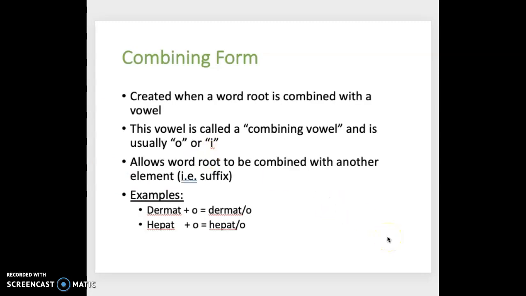A combining form is created when a word root is combined with a vowel. So a combining form basically is a word root with a vowel attached. And that combining vowel is usually an O or an I. So by adding a combining vowel to turn a word root into a combining form, you're allowing the word root to be combined with another element. So when you add that vowel there, it allows you to add a suffix onto the end.